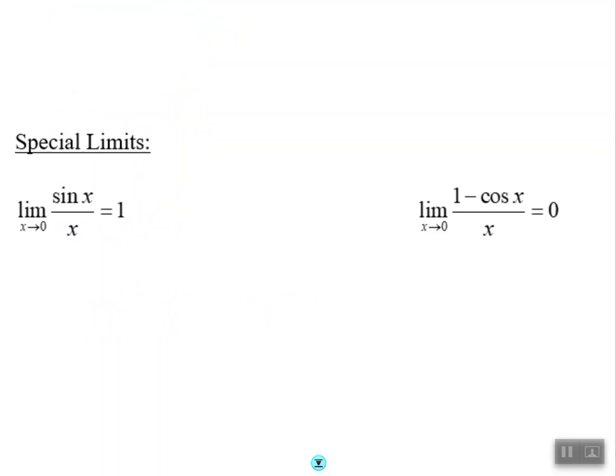Now, there are two special limits that you need to memorize. The limit as x approaches 0 of sine of x over x is equal to 1. When you plug in 0 by direct substitution, you end up with 0 divided by 0. But there's not really an algebraic way to simplify things. You have to use a different technique called the squeeze theorem, which we're not going to get into. Similarly, the limit as x approaches 0 of 1 minus cosine x over x is equal to 0. So you need to memorize these two special limits.